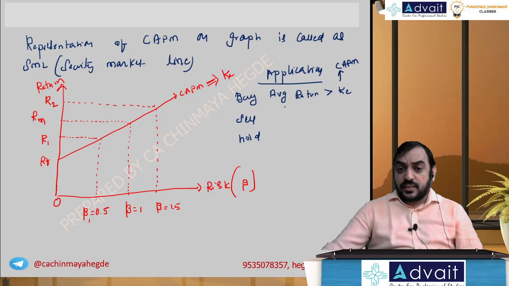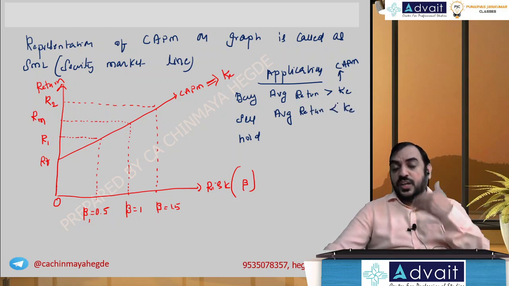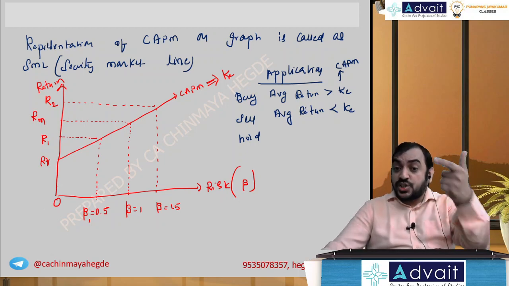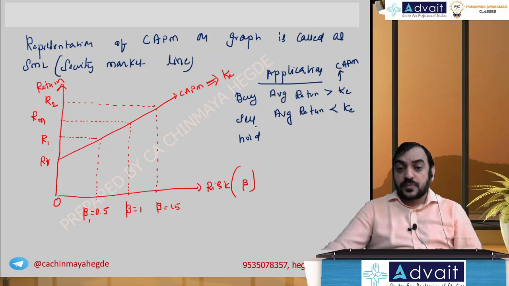When do you sell it? You sell when it has not given you so much return. The average return in the past, or actual return in the past, is lesser than the cost of equity, lesser than what you expect. How do you calculate the expectation? With the help of CAPM. And if the average return is equal to the cost of equity, then we say hold.